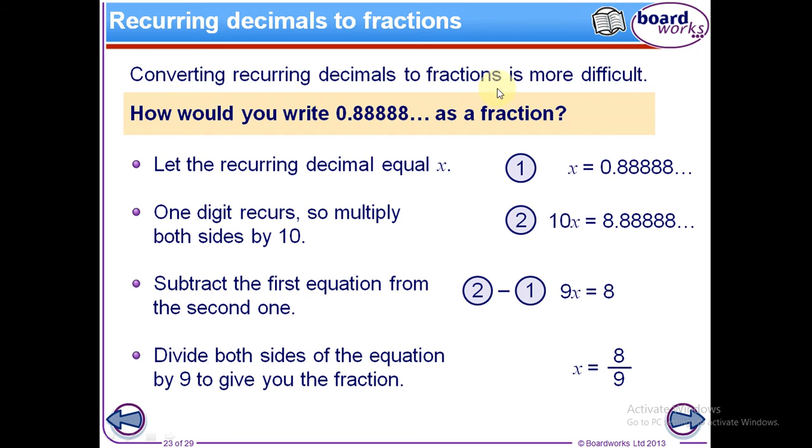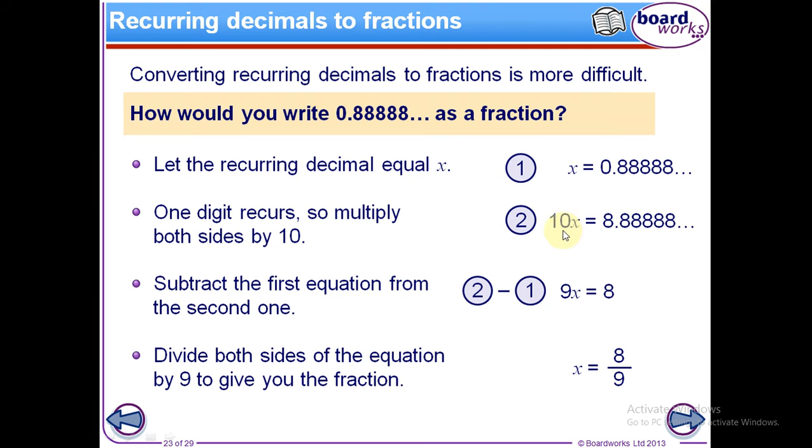Converting recurring decimal to fraction is more difficult. How would you write 0.888 where 8 is recurring as a fraction? So the first step is to equate the question to x. Then next, one digit is recurring because it's only 8 that is recurring here, so you multiply by 10. If you have 2 recurring, let's say 0.828282, then you multiply by 100. If you have something like 0.825, then you multiply by 1000. That's what we are saying here.